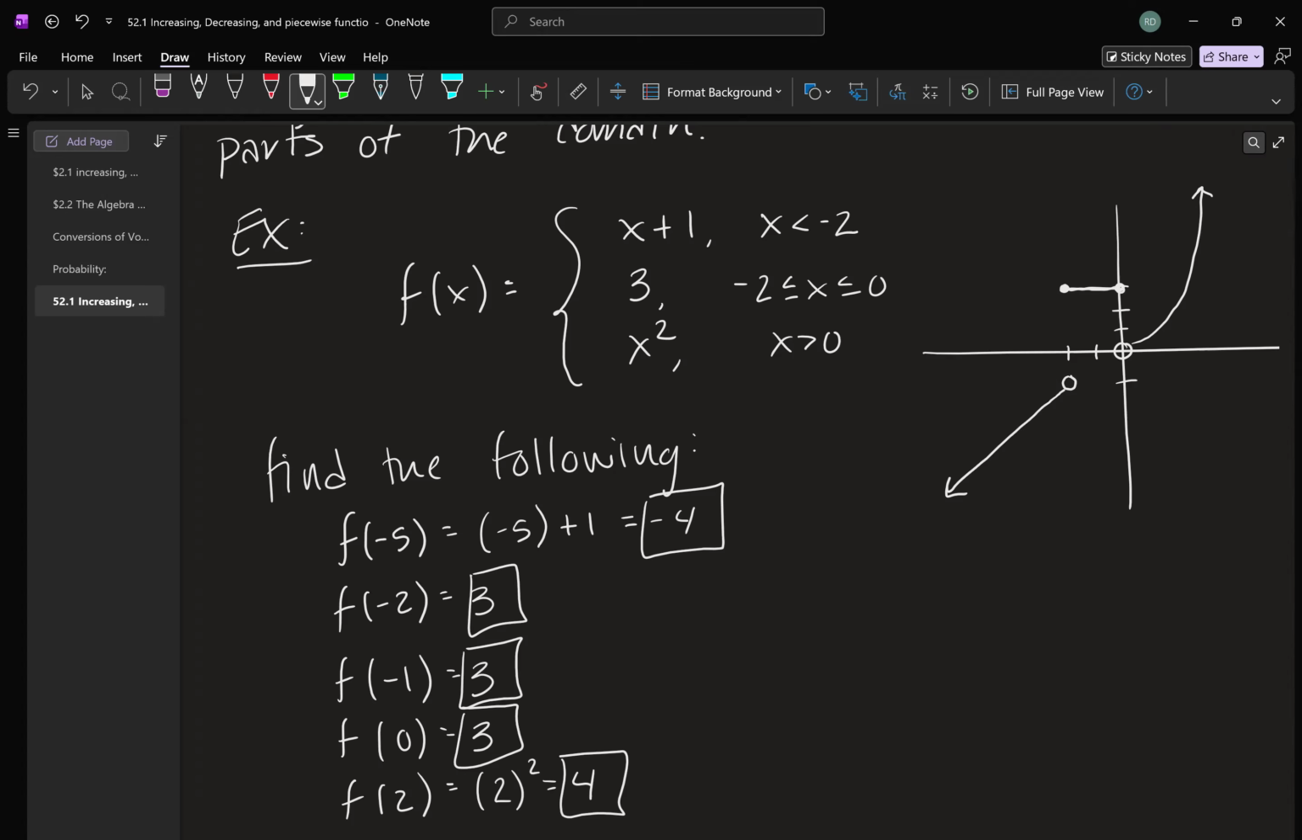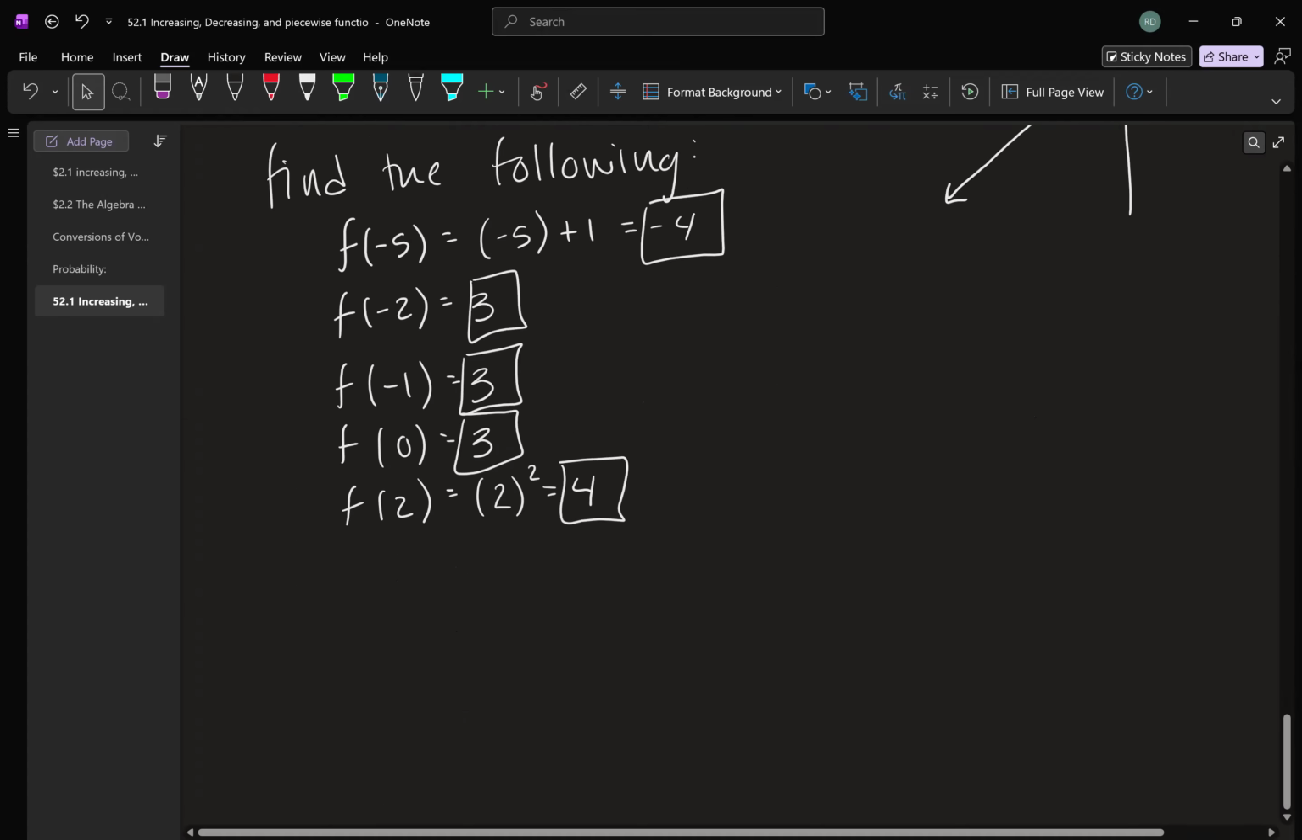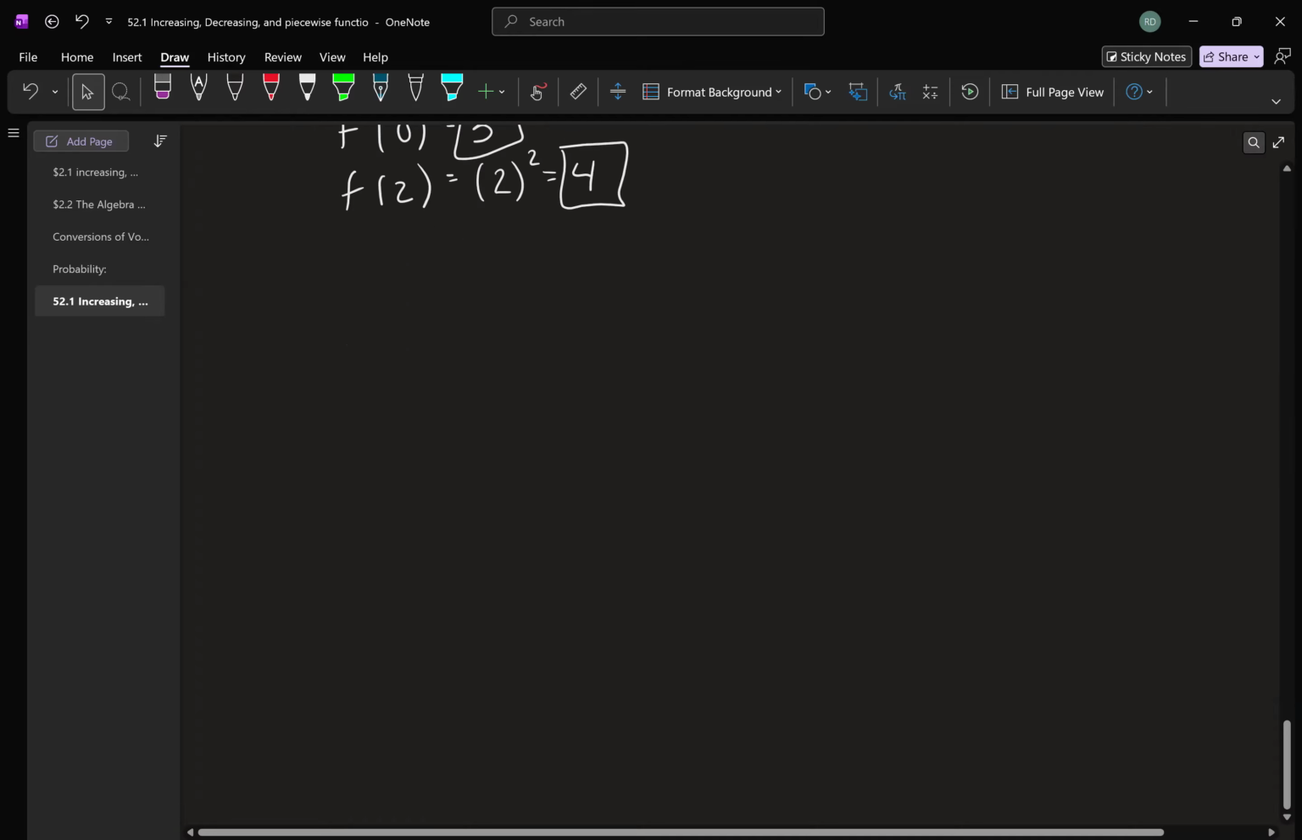And again, that should make sense. If we come over here to 2, you're going to get a y value that's up there at 4 on that x squared graph. Now let's look at how to graph these yourself.